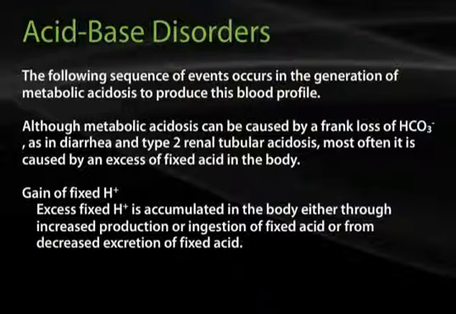Although metabolic acidosis can be caused by a frank loss of bicarbonate, as in diarrhea and type 2 renal tubular acidoses, most often it is caused by an excess of fixed acid in the body. So let's walk through an example of a gain of fixed hydrogen. Excess fixed hydrogen is accumulated in the body either through increased production or ingestion of fixed acid or from decreased excretion of fixed acid.